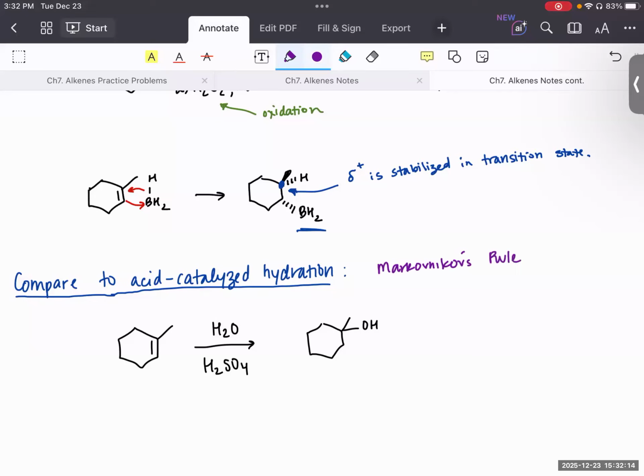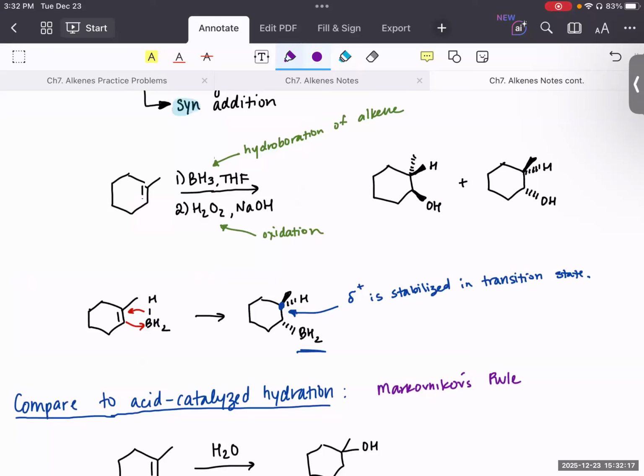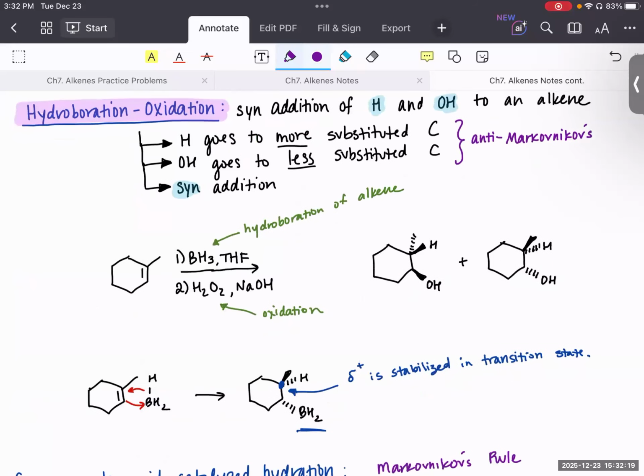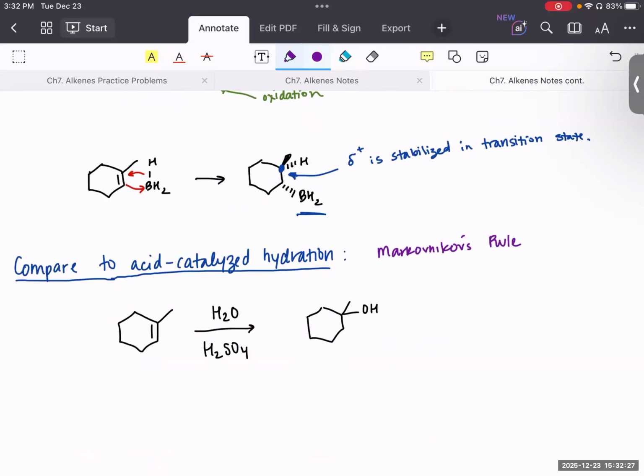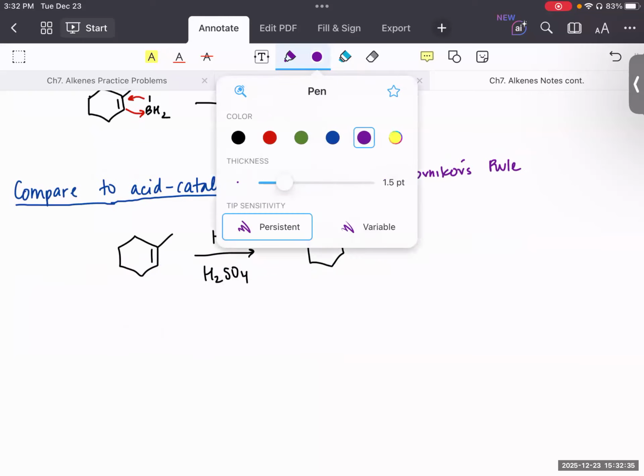And so the key difference between these two oxidations: for both of these, we're adding an H and an OH. However, for hydroboration oxidation, the OH goes to the less substituted carbon, and for acid catalyzed hydration, the OH goes to the more substituted position. The key difference is because of the intermediates that we have.